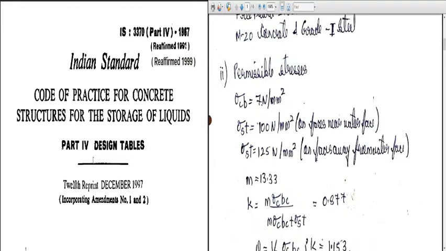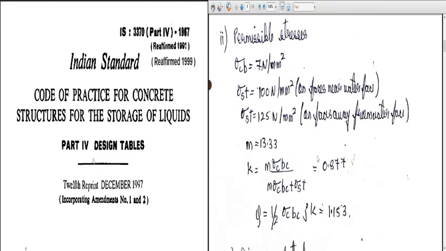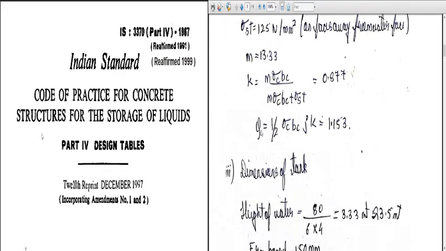The permissible stresses are not given in the question, but using IS 456 2000, IS 3370 part 2 and IS 3370 part 4, we have come to this conclusion. Stress in concrete was 7 Newton per mm square, stress in steel 100 Newton per mm square on the faces near to the water surface, and sigma st 125 Newton per mm square on faces away from the water faces. So we computed Q, K and M, which work out to be 13.33, 0.877 and 1.153.